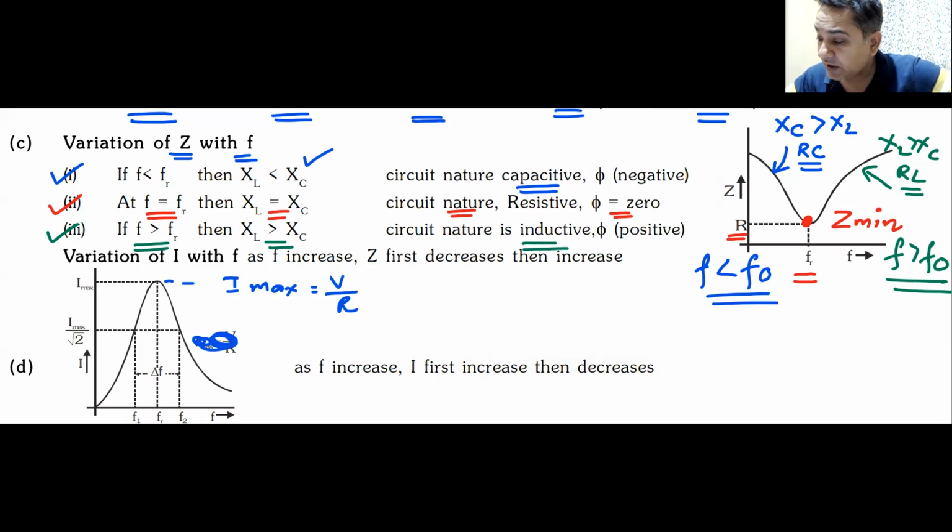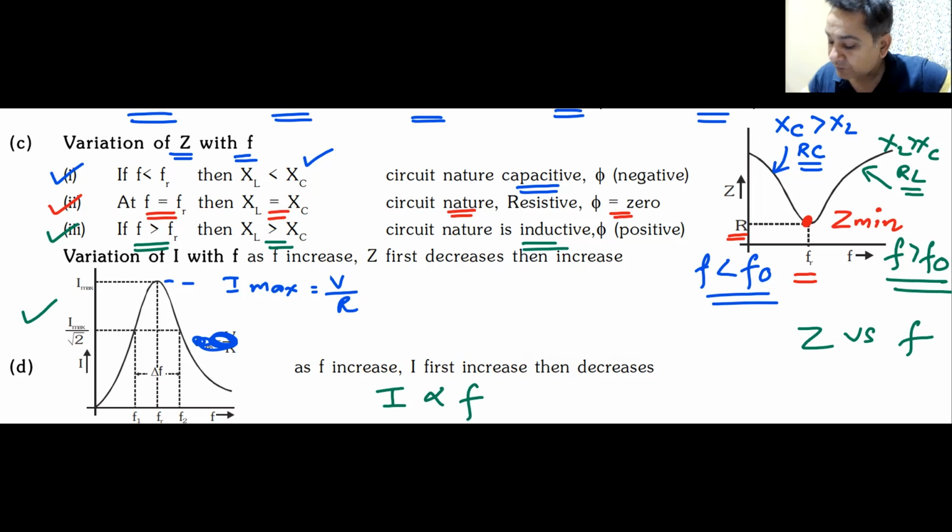This is the graph of Z versus F, and here is the graph of I versus F. The graph is always opposite. Current first increases, reaches maximum. The maximum value of current is V by R. You must remember this.